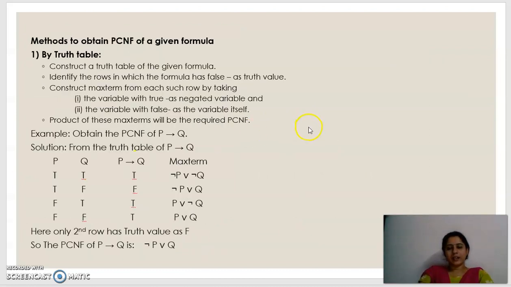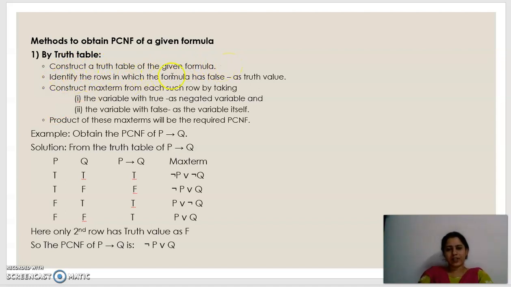As I said, there are two ways to convert the given statement into the PCNF. One is by using a truth table and another one is by using the laws. First I'll explain how to convert the given formula into the PCNF by using a truth table. Here we have 4 steps. First step is to construct the truth table of the given formula.